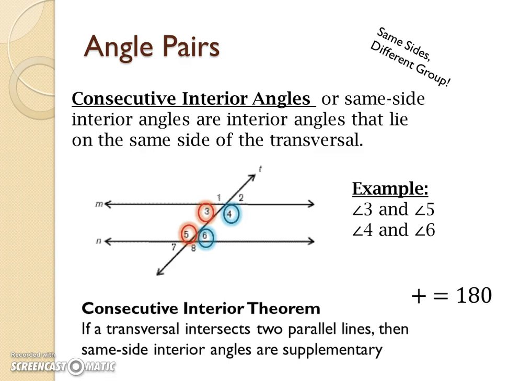They are supplementary, meaning they add up to 180. So angle 3 and angle 5 add up to 180. Angle 4 and angle 6 add up to 180.